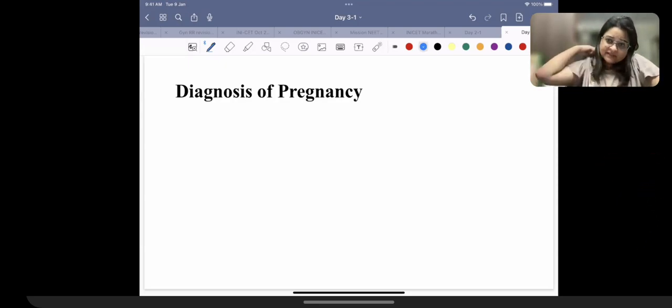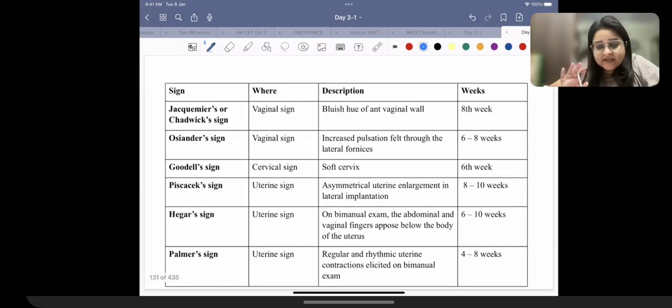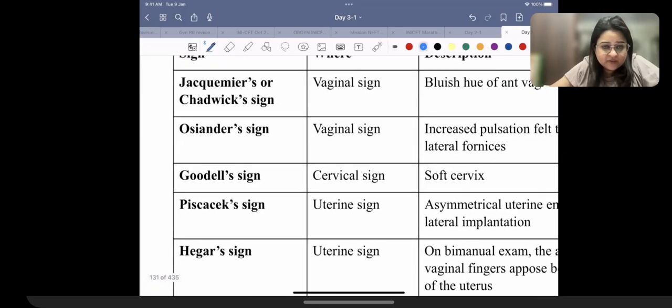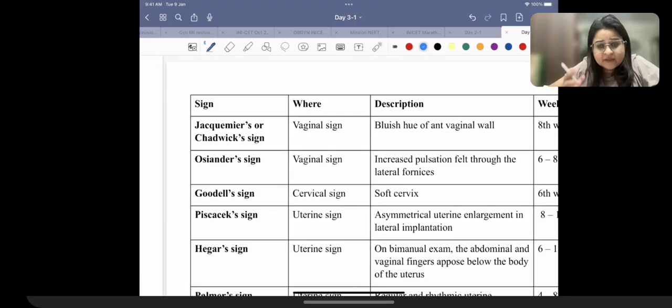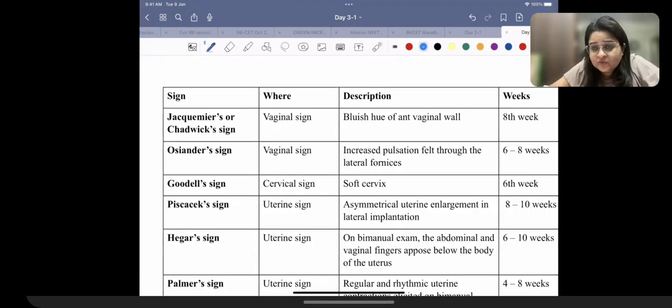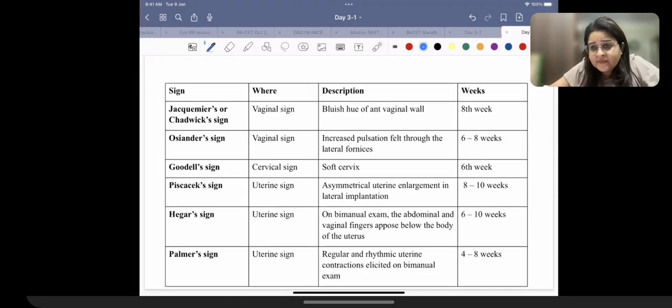Diagnosis of pregnancy is very important from the exam point of view, especially the examiners like asking from this table. Why they like asking from this table, I don't know, maybe because they like the named signs. But they always ask, although we don't do these. Now, if a patient comes to you and she says, I think I'm pregnant, what will you do? You will say do a pregnancy test, pregnancy test is positive, you will get an ultrasound. Straightforward, right?